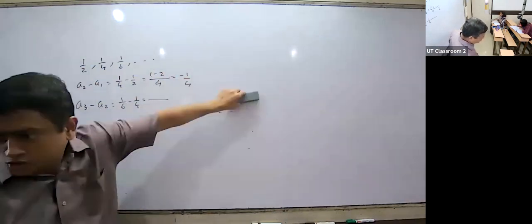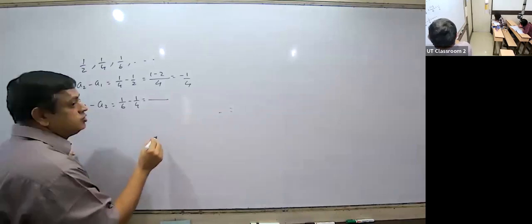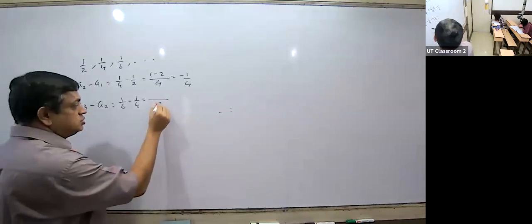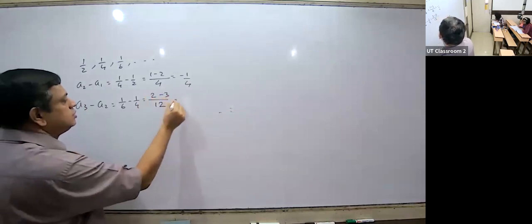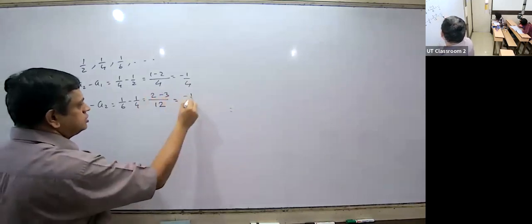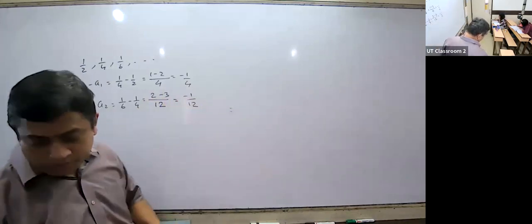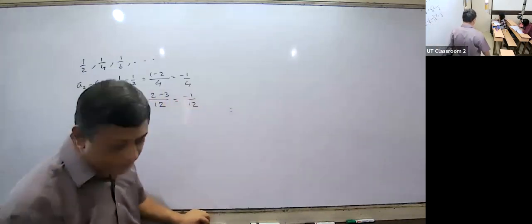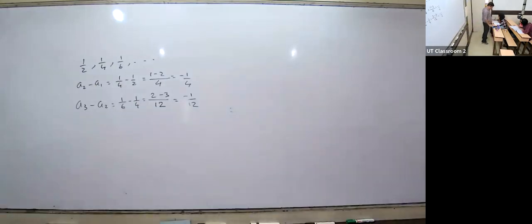LCM is not 8. LCM is 24. Simplify. So it is equal to minus 1 by 12. Not equal now. Therefore it's not an AP. Very good. Still a long time, only 8 minutes.